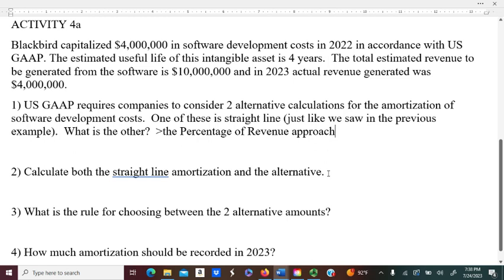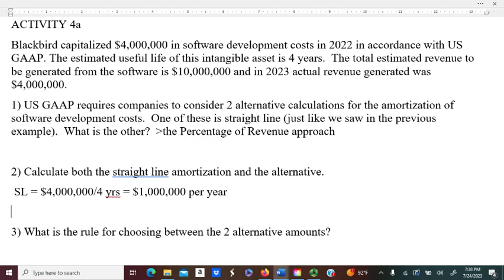All right, so let's see if we can calculate both of these. First of all, we'll look at straight line. That's going to be very simple, isn't it? 4 million. I said it had a useful life of 4 years. So that's going to give us amortization of $1 million per year. I'm sure everybody got that, easy.